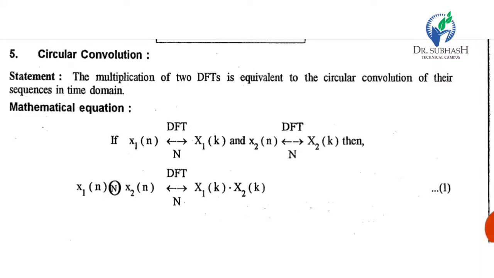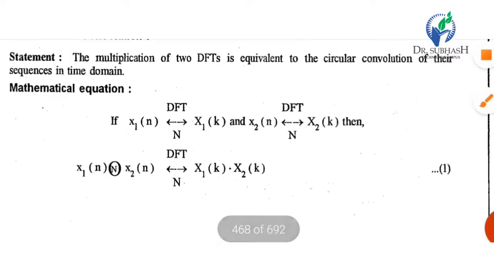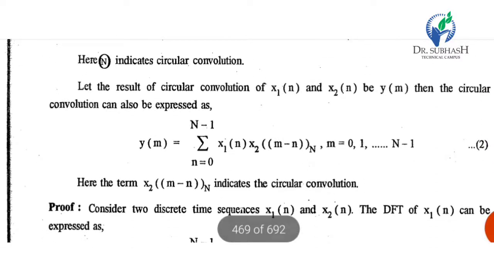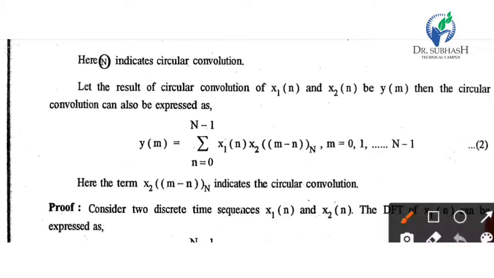The next property is circular convolution. The multiplication of two DFTs is equivalent to the circular convolution of their sequences in the time domain. The mathematical equation: x1 of n has DFT x1 of k, and x2 of n has DFT x2 of k. The convolution of x1 of n with x2 of n equals the multiplication of x1 of k with x2 of k. Here the N inside the circle indicates circular convolution.